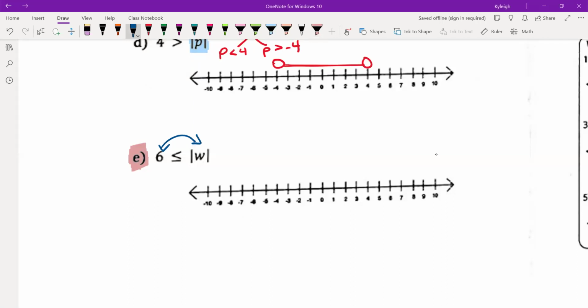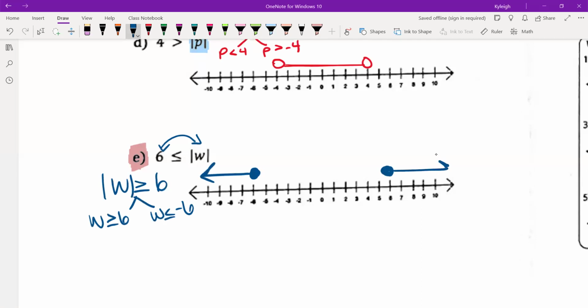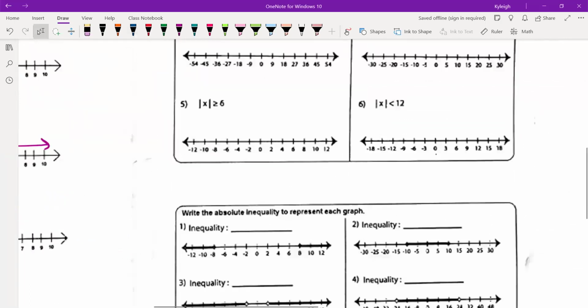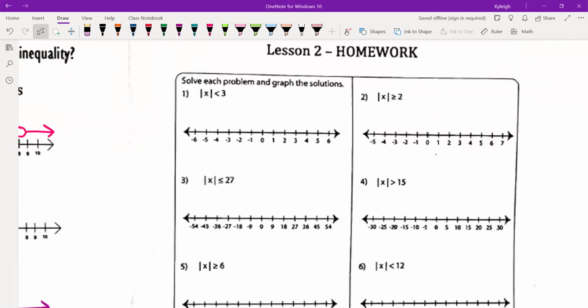So hopefully with that, you switched it and you made it W is greater than or equal to 6, W is less than or equal to -6 when you separated them. And this is going to be one of those ones that faces out from each other. And there's your answer.